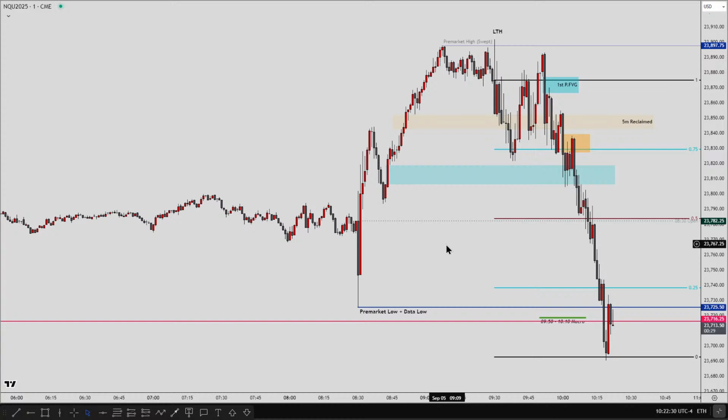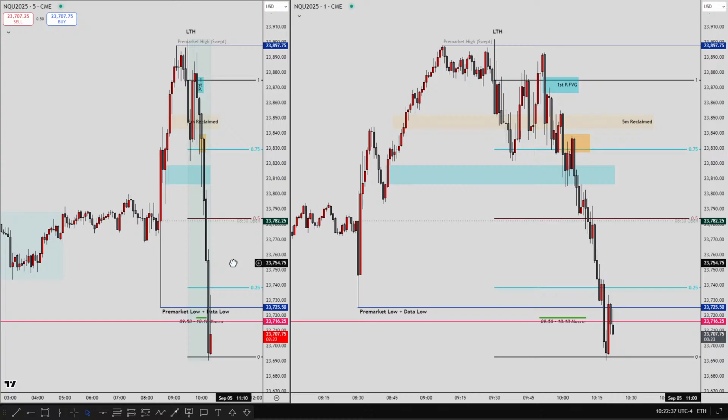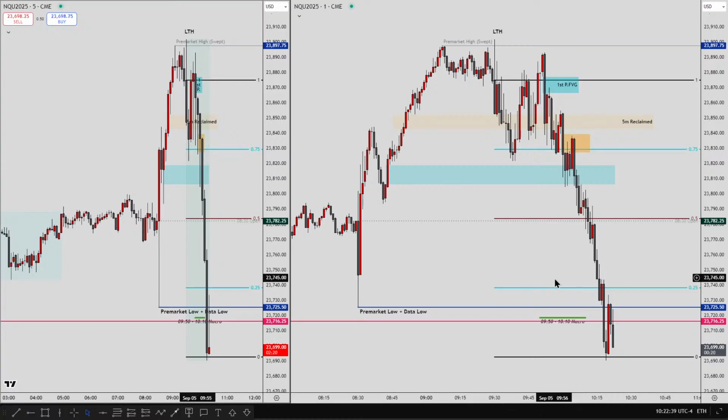New day opening gap hit on Nasdaq. We're not using it anyways. Swept current day lows, new lows.